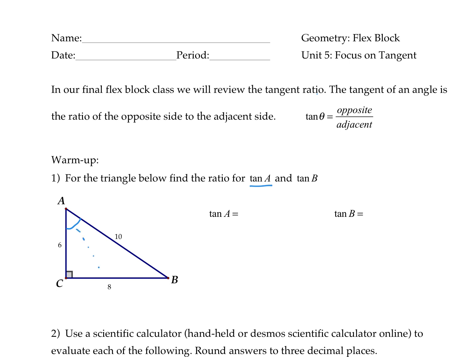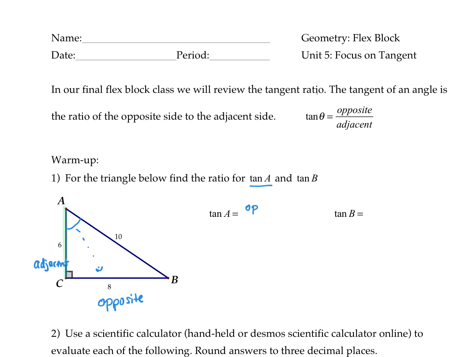Now if I go across the triangle to the side marked with the 8, that's the opposite leg. And then the side that helps to form the angle is the adjacent leg. And I'm just going to highlight that and also label it as adjacent. And again, the hypotenuse has nothing to do with tangent.